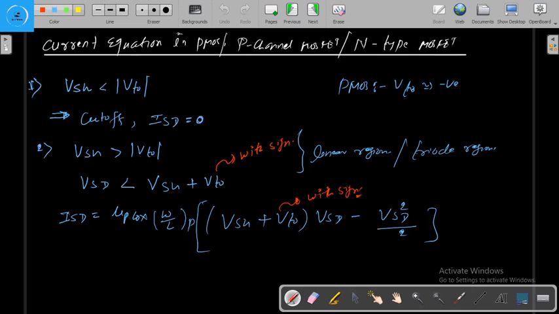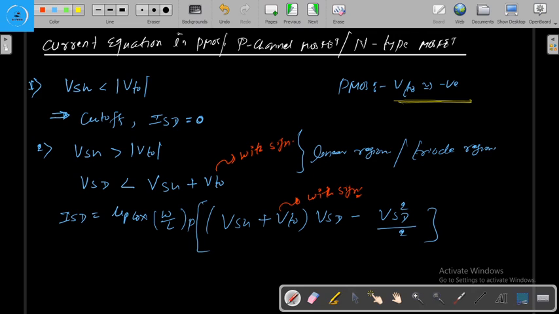So this is the current equation for the PMOS or P channel MOSFET, right? When the VSG is less than mod of VT naught, here the VT naught is negative for the PMOS, this is the cutoff region, and ISD will be equal to 0. When the VSG is greater than mod of VT naught and the VSD is less than VSG plus VTP, we are writing the VTP or VT naught with the sign. I am writing VT naught here because in future classes I will tell you what happens when the source to body voltage is not equal to 0. In this case our VT will change and be something other than VT naught. That's why I have written VT naught here, because I have assumed that the source to body voltage is at 0 volt, right?